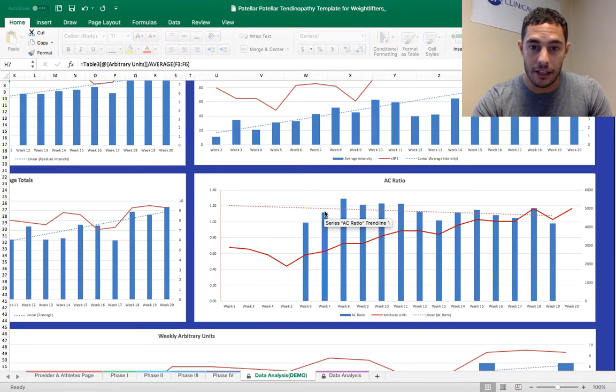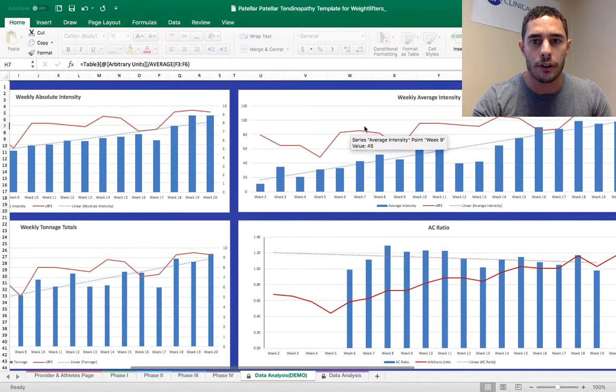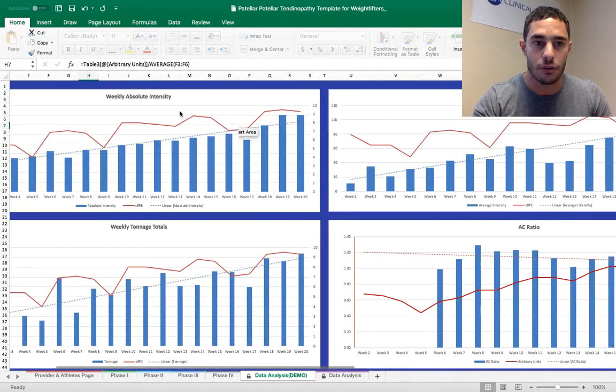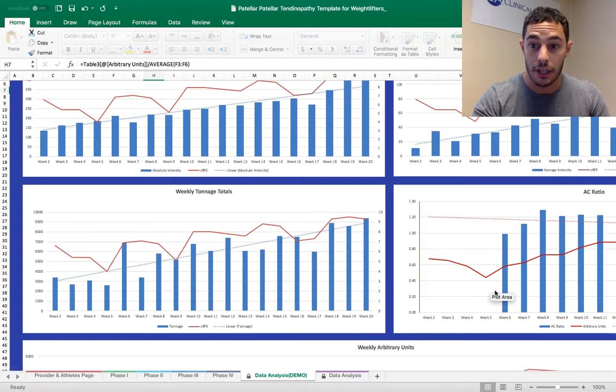We can look back here and say, okay, during that week 7, our workload spiked a little bit, and our session score spiked a little bit compared to what the athlete had been prepared for. So that week we went hard a little bit. And then we can say, well, where do we go hard? We can start looking at average intensities or weekly absolute intensities or weekly tonnage totals to see if there's a spike there too. Because what made the athlete perceive their workload to be much higher?